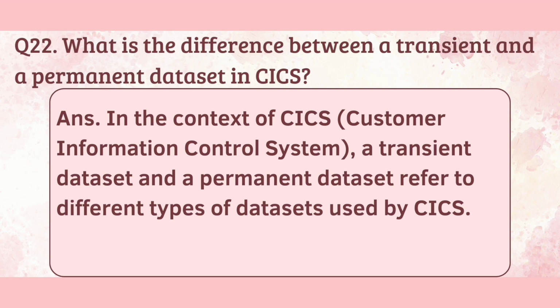Okay, moving on to question number 22. What is the difference between a transient and a permanent dataset in CICS? The answer is, in the context of CICS, that is Customer Information Control System, a transient dataset and a permanent dataset refer to different types of datasets used by CICS.